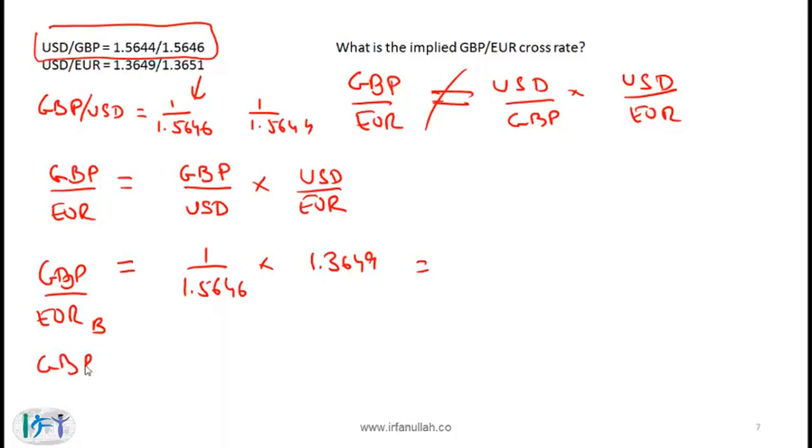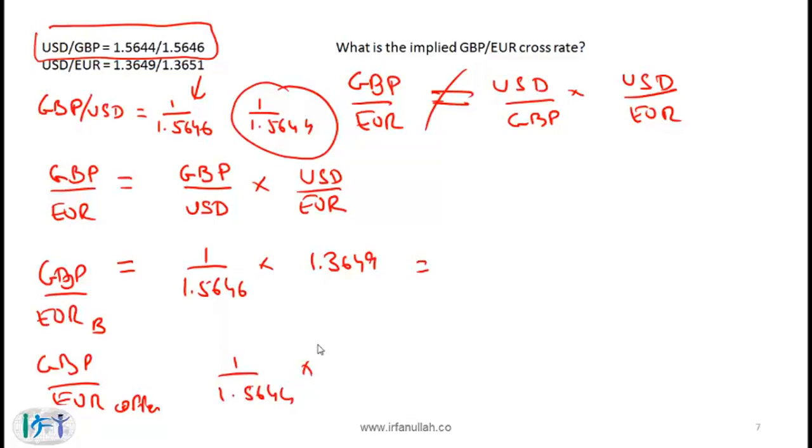What about the GBP to euro offer? This would be the GBP to USD offer rate. So GBP to USD offer rate is this number over here, 1 over 1.5644 multiplied by USD to euro offer. So USD to euro offer is this number, 1.3651. So you multiply these two out and you will get the GBP to euro offer.